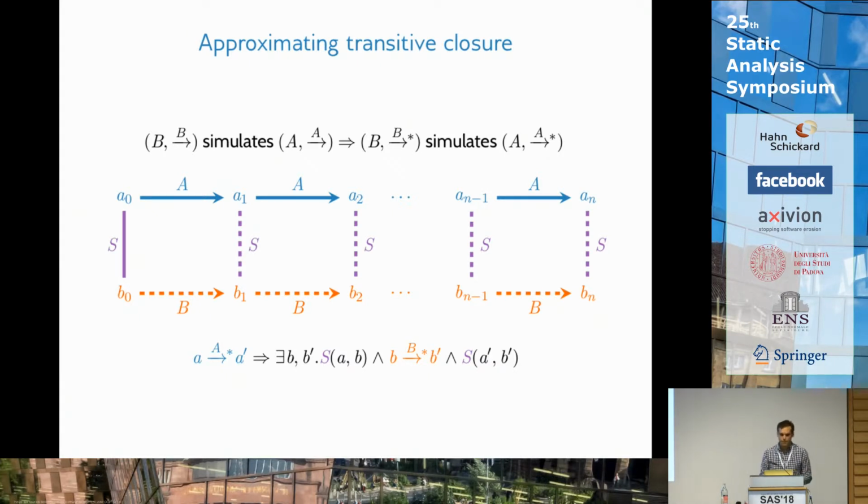Yep. Is that related to weak simulation? It is also called weak simulation? So weak simulation, if we allow multiple steps of B to be matched to a single step of A, that works as well, yes. I'm not going to be using that form of simulation, but you could certainly reformulate everything in a more general context by using a weaker notion of simulation.